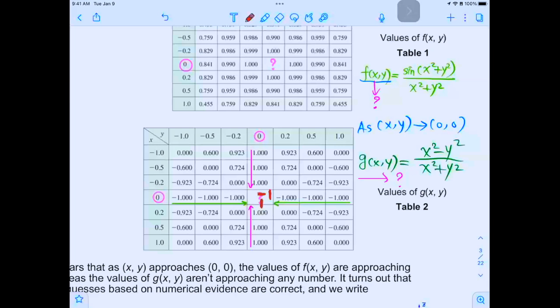So if you're approaching, you have two different approaches, but then we have different numbers right here. So what do you think about the limit?